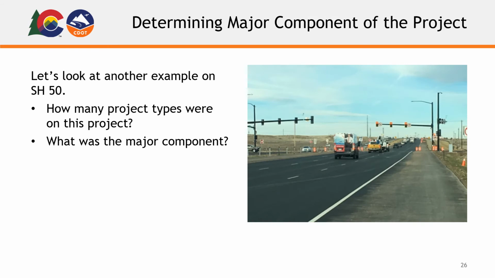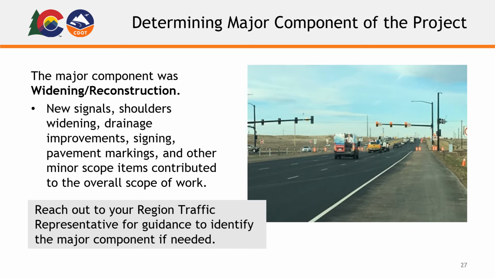Let's look at another example on State Highway 50. How many project types were on this project? What was the major component? The major component was widening and reconstruction, and also had new signals, shoulder widening, drainage improvements, signing, pavement markings, and other minor scope that contributed to the overall scope of work.